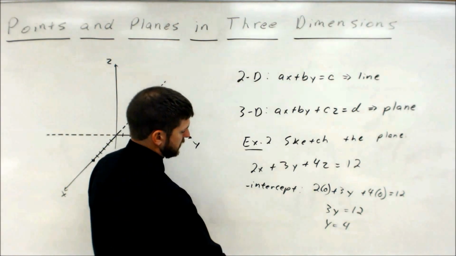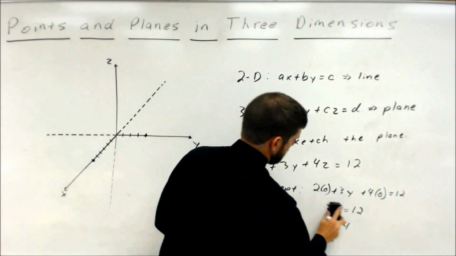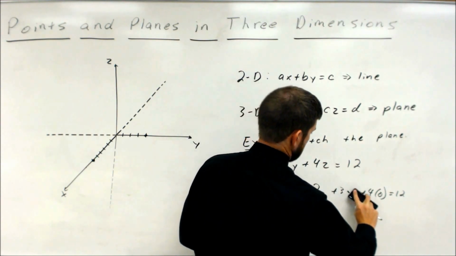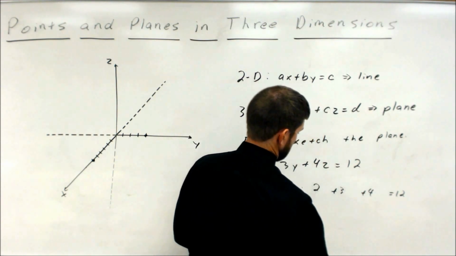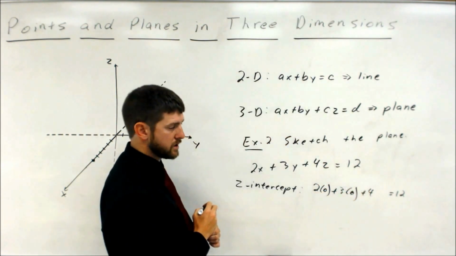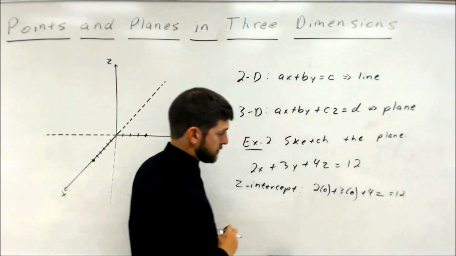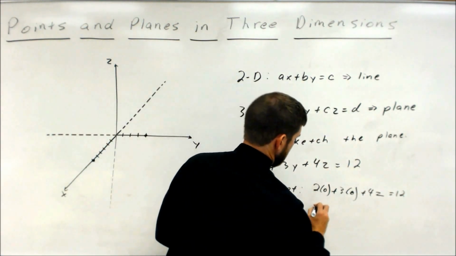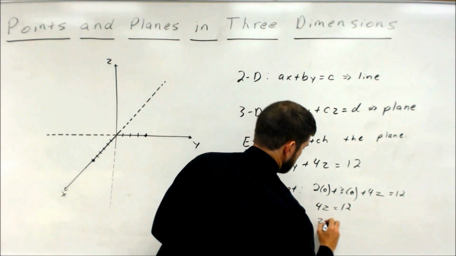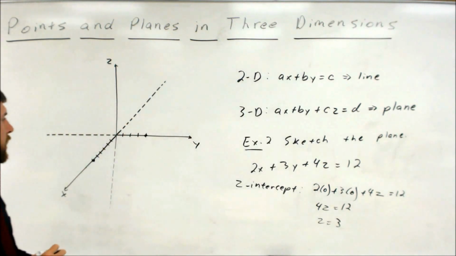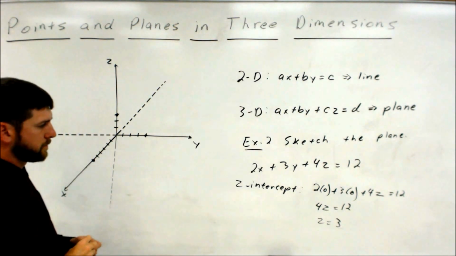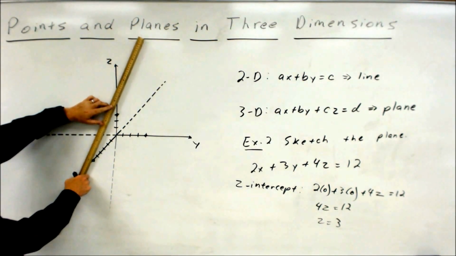And then finally, let's do the z-intercept. So we have no x's on the z-axis, no y's on the z-axis, and z happens to be whatever the intercept is. So we simplify that. 4z equals 12. Solve, we get z equals 3. And then we're going to go to 3 on the z-axis.